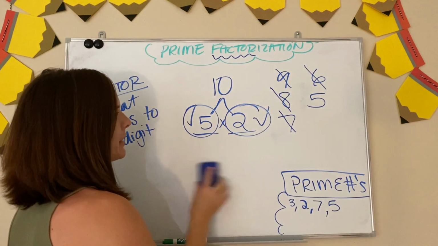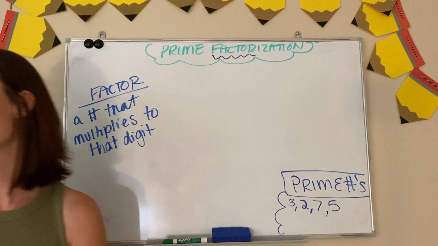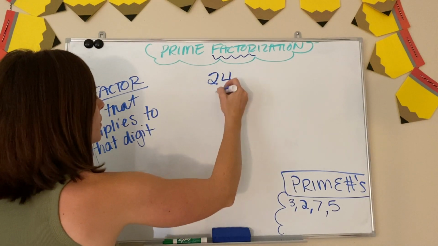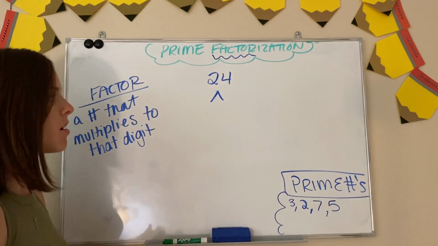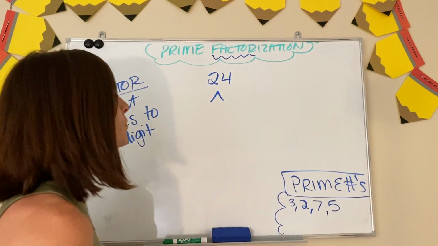All right, I'm going to go ahead and do one more, and it's going to be a little bit longer so that way we can see one of those examples. I'm going to do the number 24. You might be thinking, oh gosh, I don't know all my math facts for 24. Okay, well that's okay, go down.